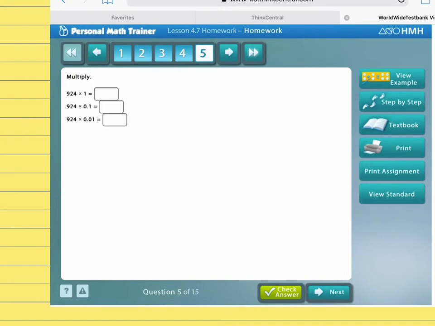Here we go. Let's do digit shifts. This one, there's no digit shift because it's times 1, so it's 924. This is a single shift for the digit to the right, or single shift decimal to the left. This is a double shift to the right, $9.24, or double decimal shift like that.